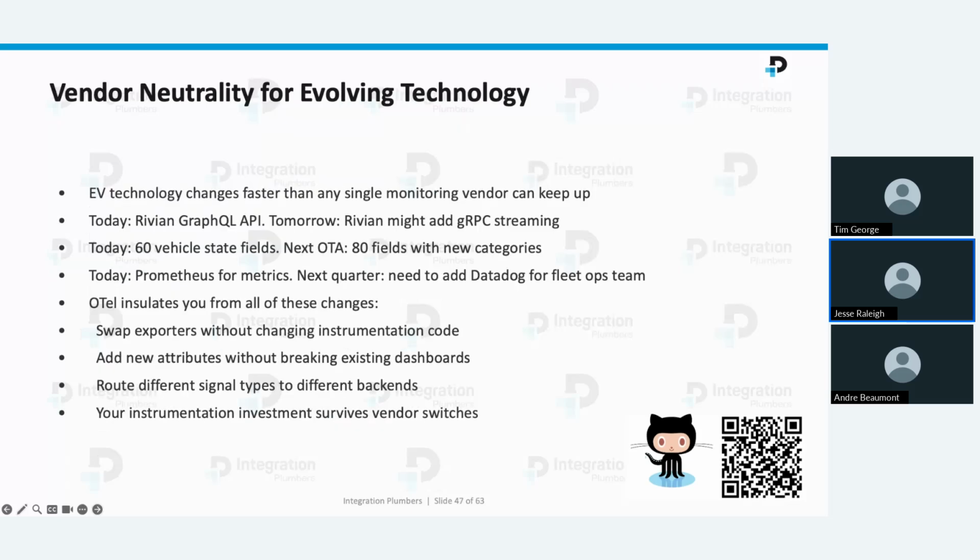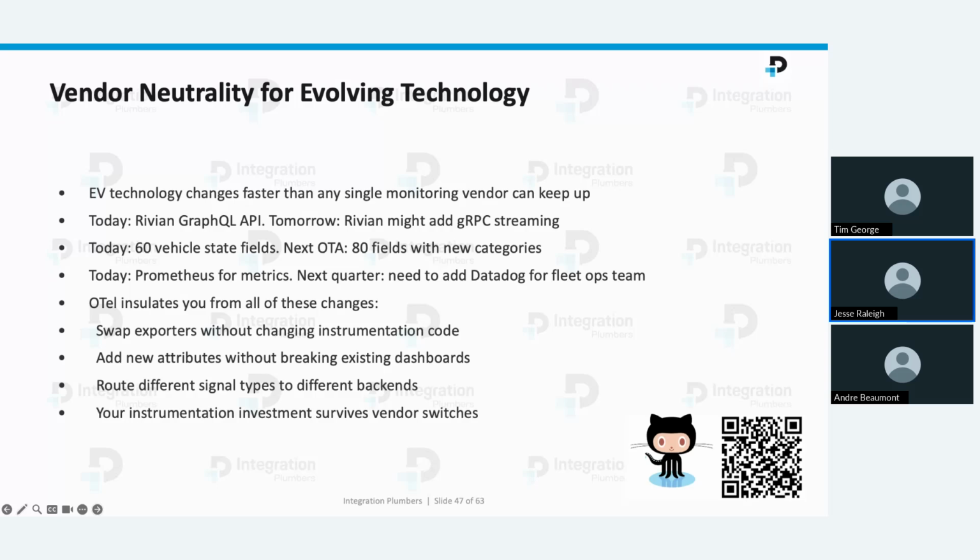EV technology moves fast, and your monitoring infrastructure needs to keep pace. Today, Rivian uses a GraphQL API. Tomorrow, they might add gRPC streaming. Today, you're capturing 60 vehicle state fields. The next OTA update might add 20 more in new categories. OpenTelemetry insulates you from all of these changes.